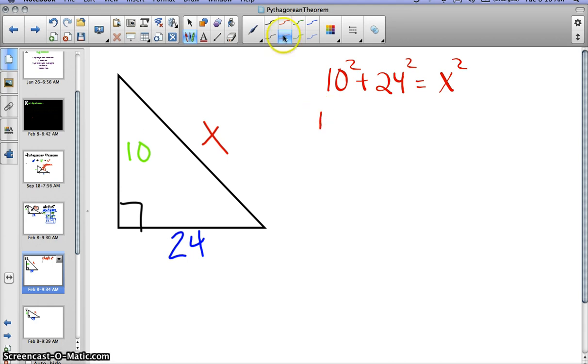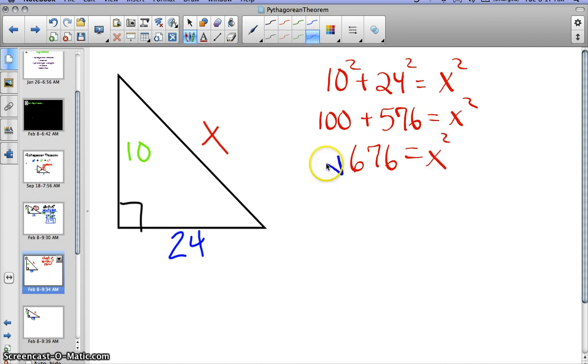So 10 squared gives us 100. What about 24 squared? Does anybody know what that is? Well, good thing you have me here. 24 squared is 576. And if you don't know that, use a calculator. It's quite alright. So 100 plus 576 gives us 676, which is equal to x squared.